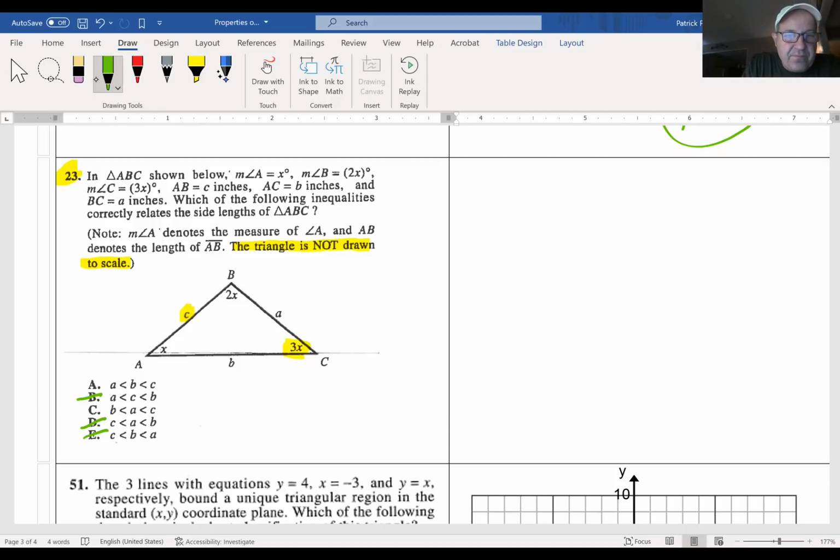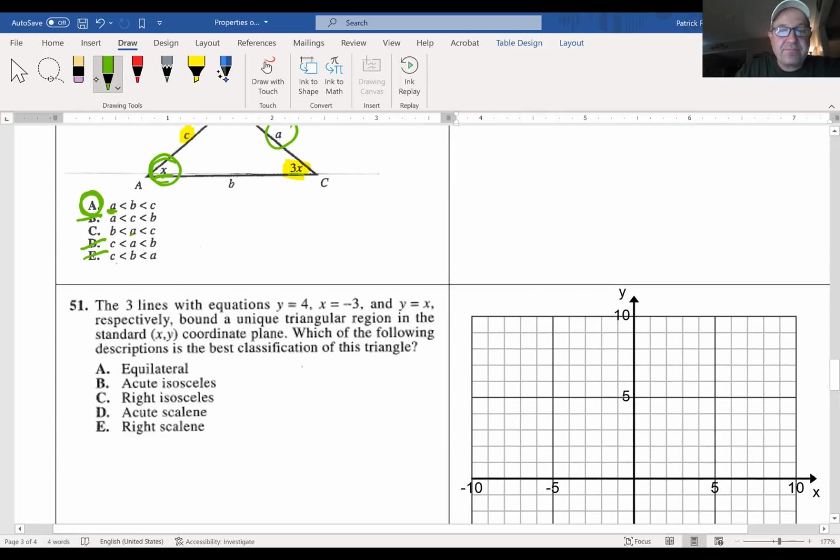Similarly, the smallest side is opposite the smallest angle. I think we would agree that x is smaller than 3x, okay? So if A is the smallest, it's got to be choice A, right? Because A is the smallest, whereas in C, they're saying letter B is. Not drawn to scale, kind of neat. But again, they tell you this, right?